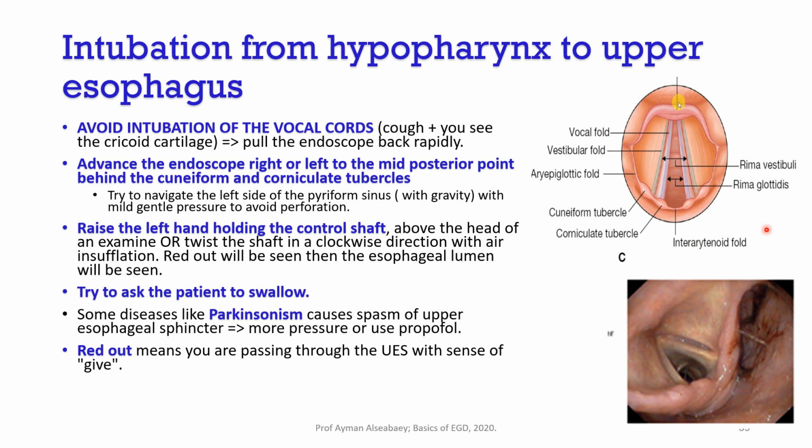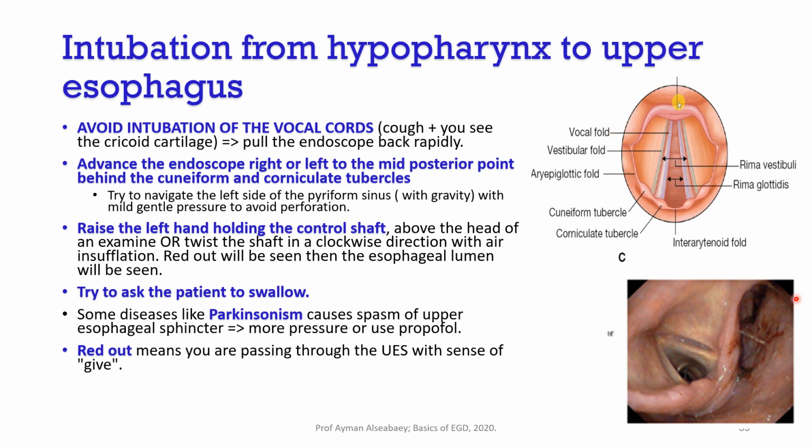When we go to the hypopharynx, we will see the vocal cords. The most important landmark in the hypopharynx is the vocal cord, this one. And this fold is called the vestibular fold. The lumen here is the trachea, and you can see its rings. The most important landmark for you is the four tubercles: 1, 2, 3, 4, the cuneiform tubercle and the corniculate tubercle. This fossa or pocket present here is called the piriform fossa.